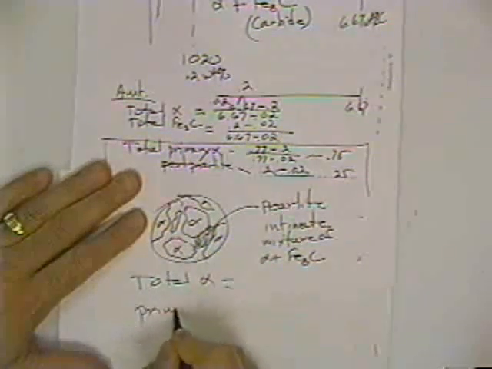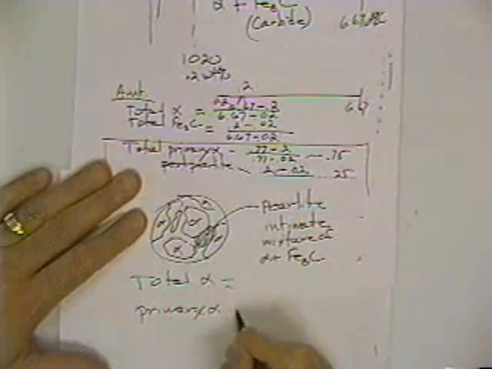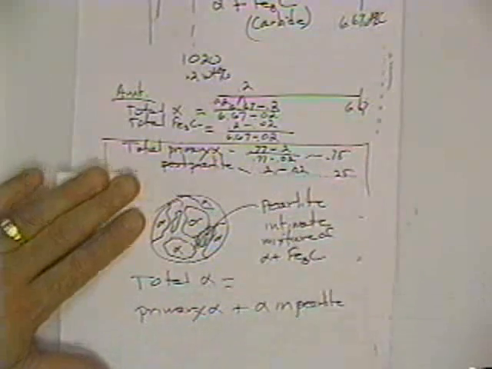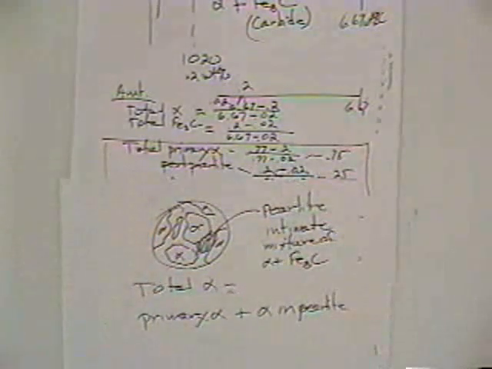The primary alpha plus the alpha in perlite. Now in a few minutes we're going to talk about, and you might just try a couple of those calculations. In a few minutes we're going to talk about the heat treatment of steel.